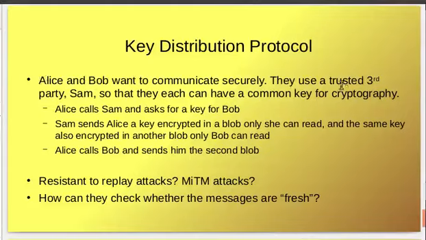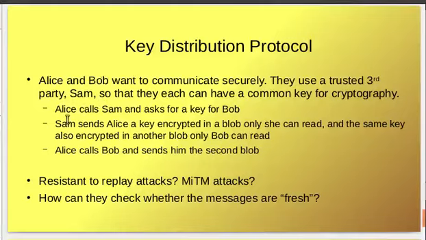They want to use a trusted third party, and we'll call this Sam, and usually it's a server S, or let's call it Sam for this example. What they want to do is have a common key for cryptography. How do you solve this problem and make it resistant to things like replay attacks, all of the things that we've seen so far, man-in-the-middle attacks? If someone is listening in on Alice and Sam and Bob and Sam, and if they're able to see all these conversations, can they figure out what the key is that Alice and Bob are going to use? So how do you make it secure even when the communication is not secure?